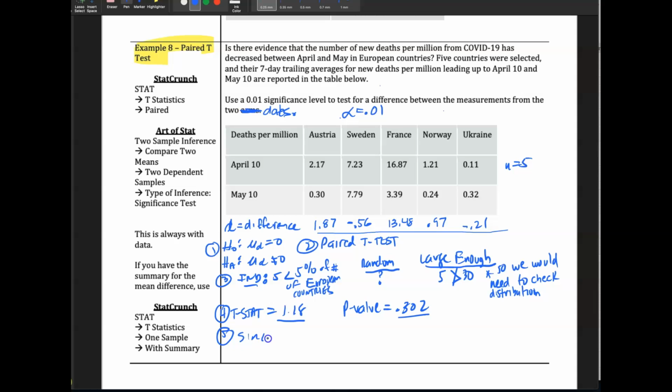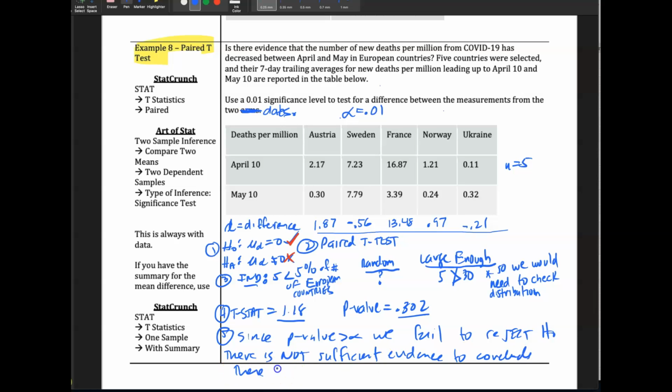Since the p-value is greater than our alpha of 0.01, we fail to reject the null. Technically, we're saying the null may be true. That leads us to the conclusion that we don't have enough evidence to conclude that the mean difference is not zero. There's not sufficient evidence to conclude there is a difference between the months, between April and May.